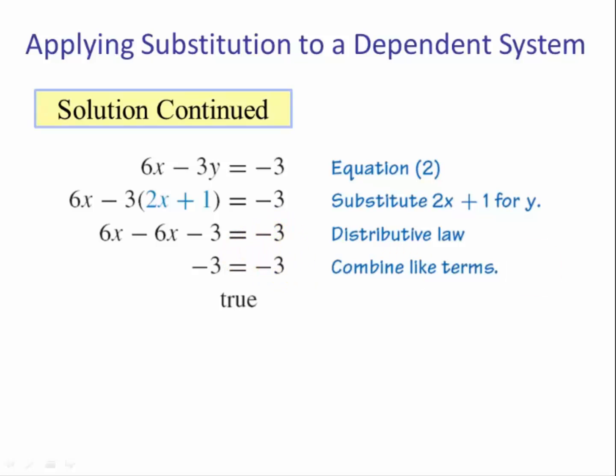Now this is a true statement. It doesn't matter what x is, we're always going to have a true statement: negative 3 equals negative 3. So whenever we have a dependent system, we're always going to be left with a true statement.